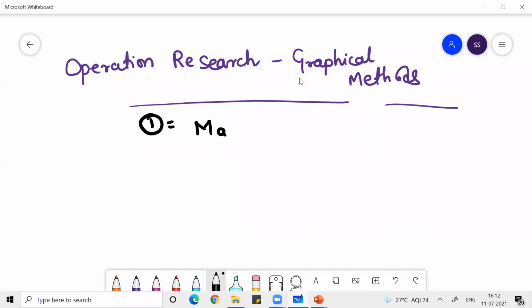Your problem is to maximize an objective function where your expression is 20x1 plus 10x2. This is your objective function. There are two decision variables, x1 and x2, which you want to maximize.